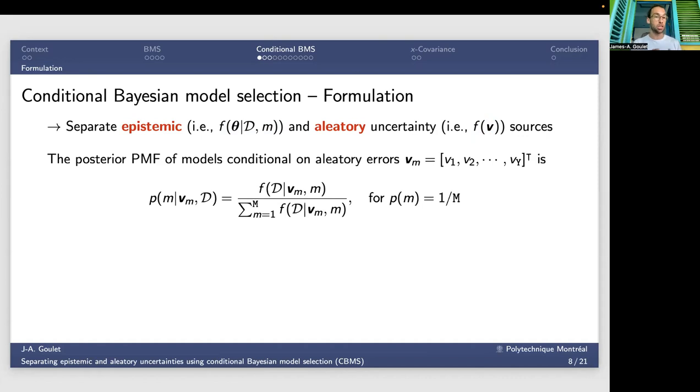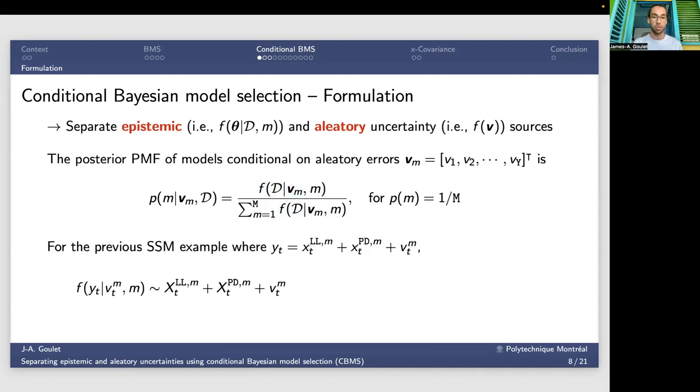So in that case, the conditional posterior PDF of my model, conditional on aleatory errors, so my aleatory errors are my vectors of error process for each of my observations in y, is going to be given by my probability mass function for M given D, but also given a realization of my aleatory error process. So I have my conditional likelihood divided, if I assume again that I have my 1 over M prior over all the models, so I can discard it because it's not relevant for now, by my normalization constant, which is the sum of that conditional likelihood over all my models. This is what I have on my denominator.